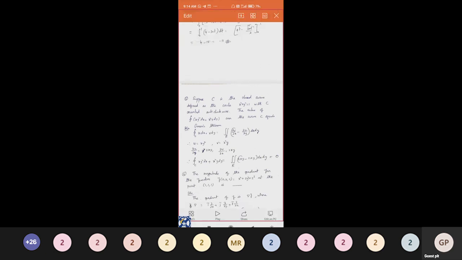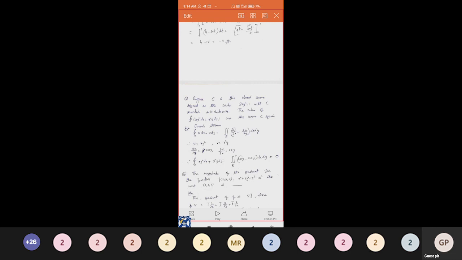So coming to the next problem. Suppose capital C is the closed curve defined as the circle x square plus y square equals 1, with the capital C oriented anti-clockwise. The value of integration over C, x y square dx plus x square y dy over the curve C equals what? So here we have to understand the problem. So given single integration and the integration is taken over a closed curve. That is very important. The integration is taken over a closed curve and the orientation of the closed curve is anti-clockwise.